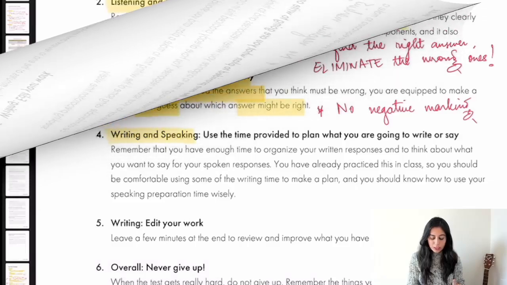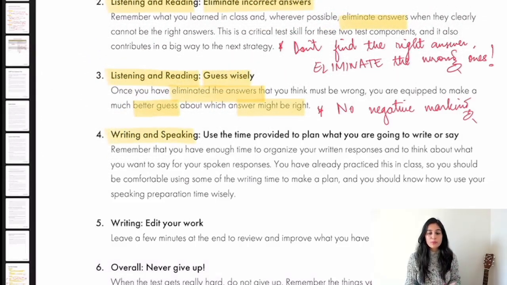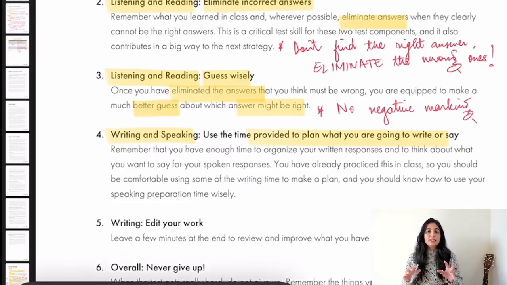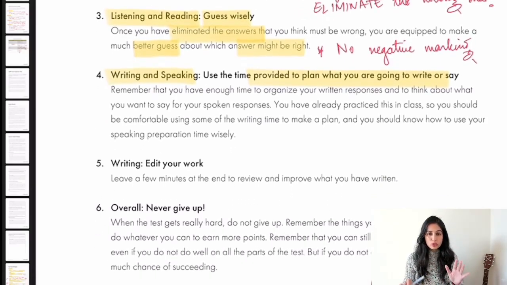In case of writing and speaking, use the time provided to plan what you're going to write or say. Now, planning is really crucial. Before you start typing on the keyboard, remember that you should have some sort of structure in your mind. Without the structure, the answer could go haphazard, so plan. Remember that you have enough time to organize your written responses and to think about what you want to say for your spoken responses. You've already practiced this in class.